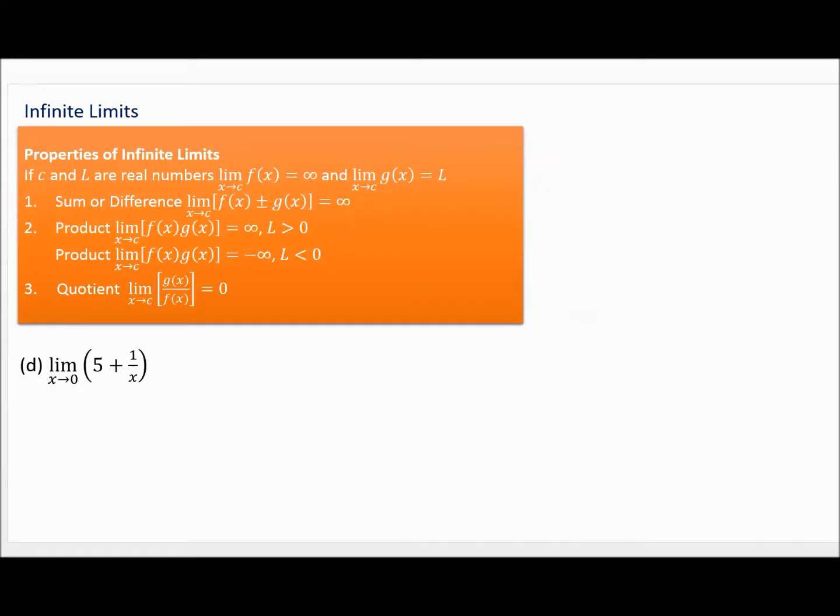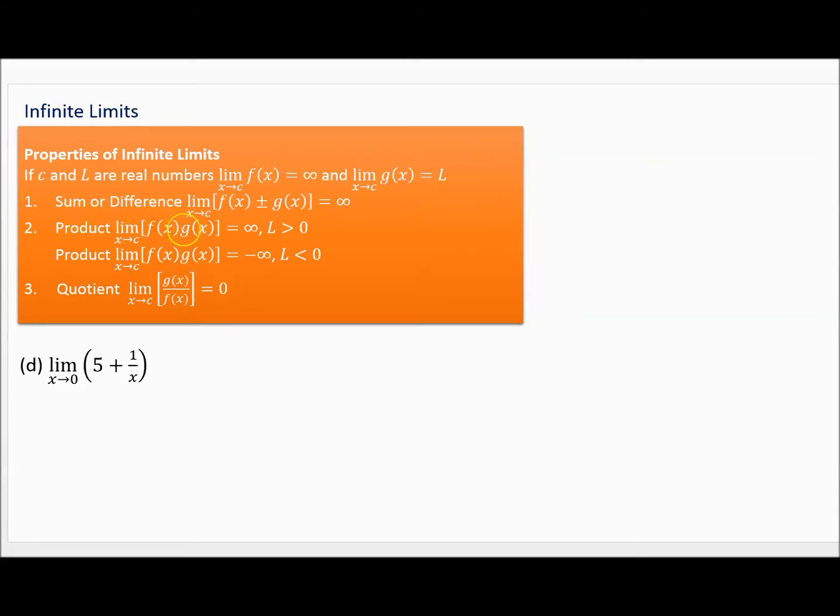So we want to wrap up this section by talking about properties of infinite limits. You see we have three properties here. What I want you to keep in mind, C and L are real numbers. Okay, C is an x value, L is a limit value. And the limit as x goes to C of f of x is an infinite limit. Remember, that means the limit does not exist, but it tells us how it doesn't exist. And the limit as x goes to C of g of x is L. So g of x has a regular real number limit value, whereas f of x goes to infinity.